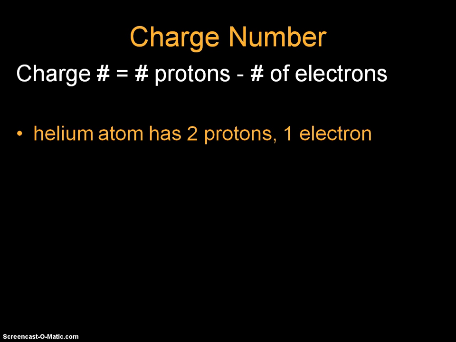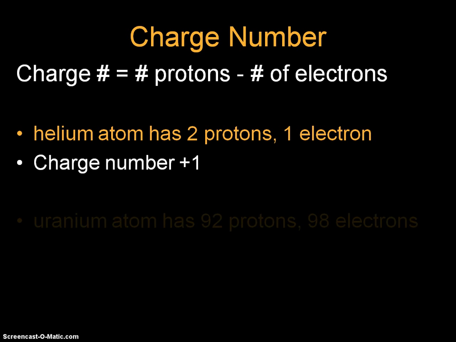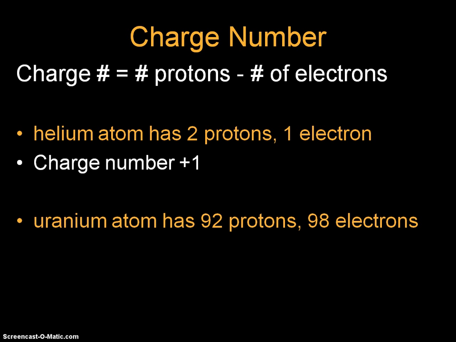So charge number, as we pointed out before, is the difference between the number of protons and the number of electrons. So if a helium atom has 2 protons and 1 electron, it has a charge number of +1. A uranium atom has 92 protons. If it happened to have 98 electrons, what would the charge number be? I'll give you a few seconds, or maybe pause the video, think through that.